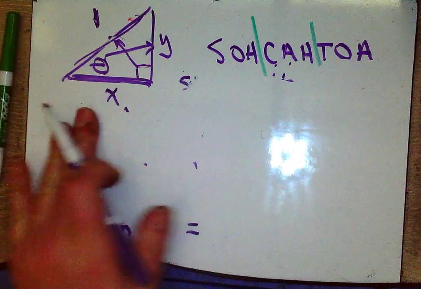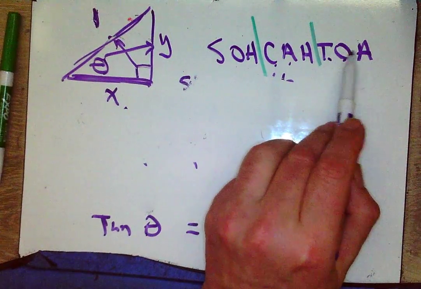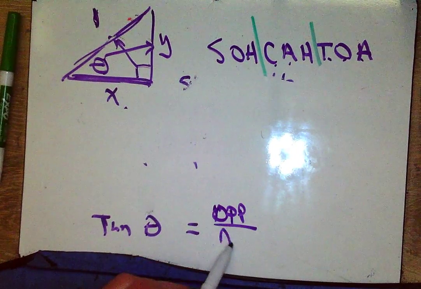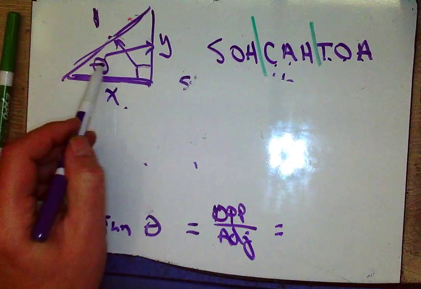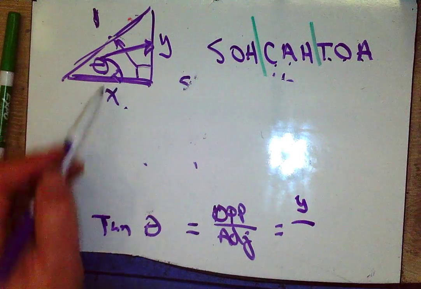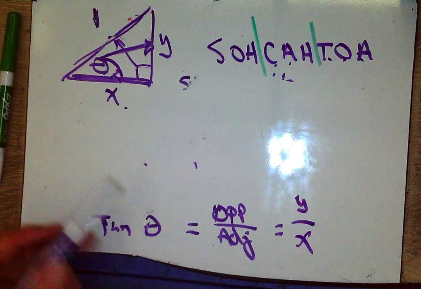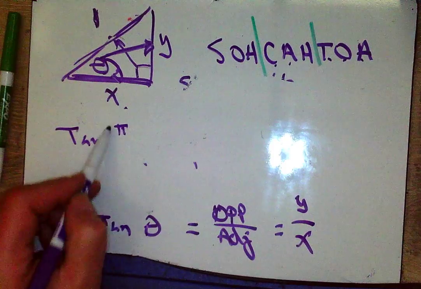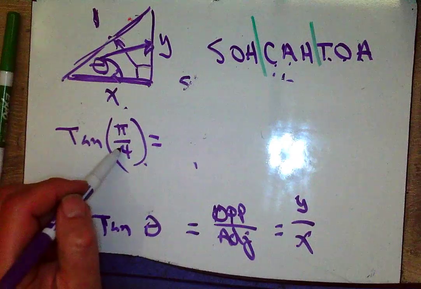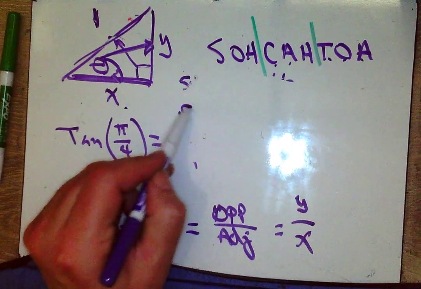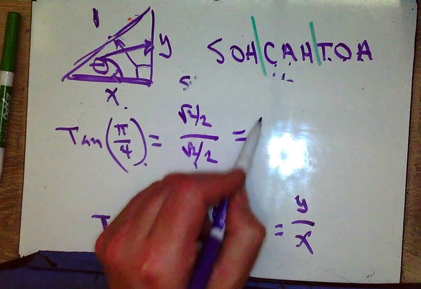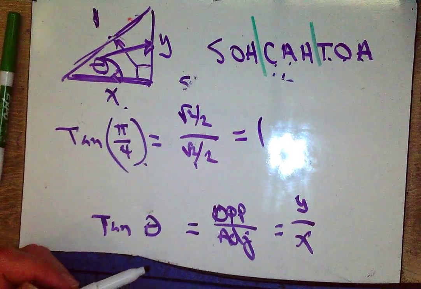Okay, and what do we remember about tangent? Tangent is opposite over adjacent. Now, on our unit circle, opposite is the y, and adjacent is the x. So if someone says to me, hey, what's the tangent of pi over 4? I think, well, when I go to pi over 4, the y value is root 2 over 2, and the x value is root 2 over 2, and so tangent of pi over 4 is 1.